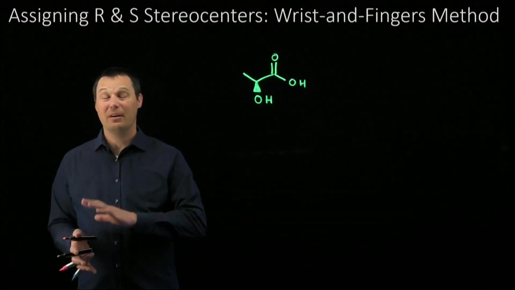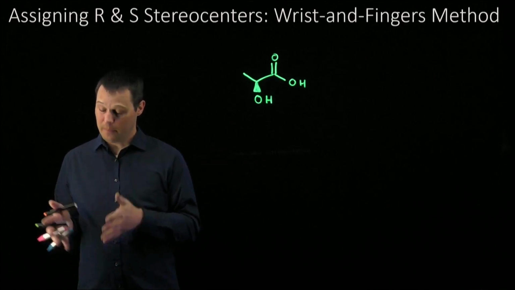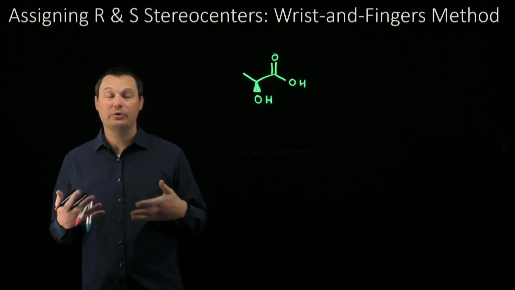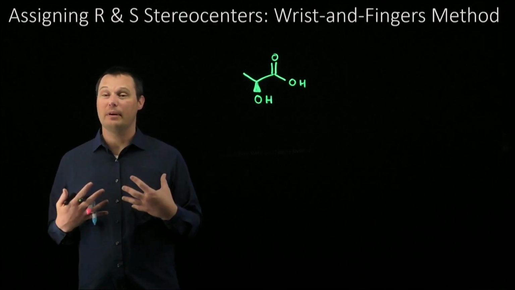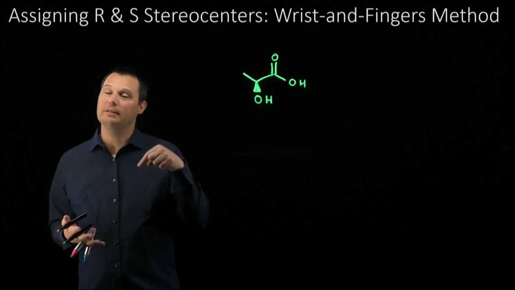Hey there, ninjas. There are lots of methods for assigning R and S labels for stereocenters. This video is one in a series of videos where I show you several different methods. The official one I recommend is the A.R.C method. I invented it, it's the OChemNinja standard, and I have it linked in the description below.